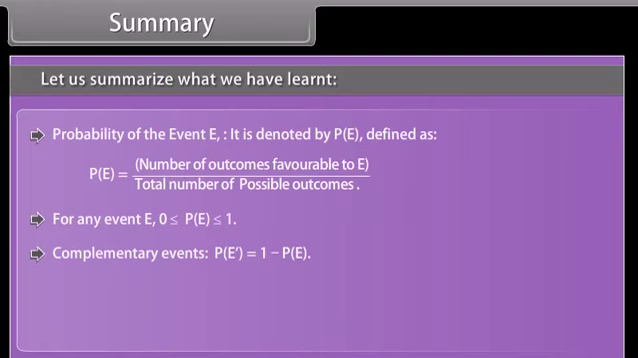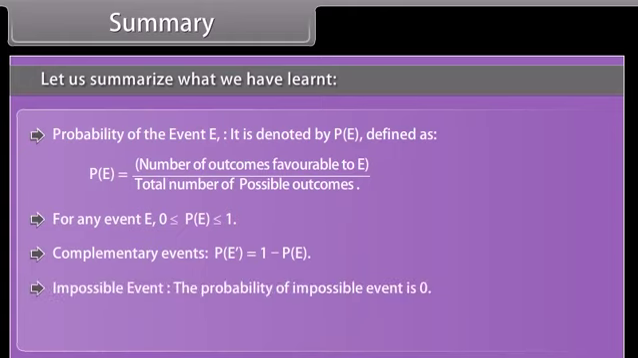Complementary events: the probability of event not E is equal to 1 minus P(E). Impossible event: the probability of an impossible event is 0. Sure event: the probability of a sure event is 1.